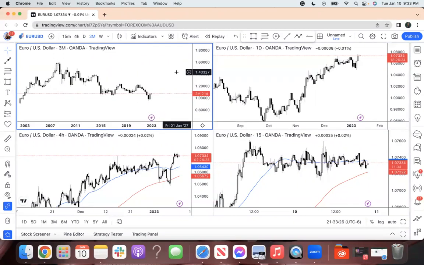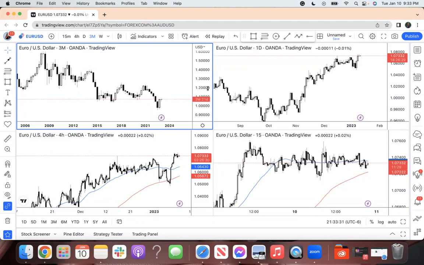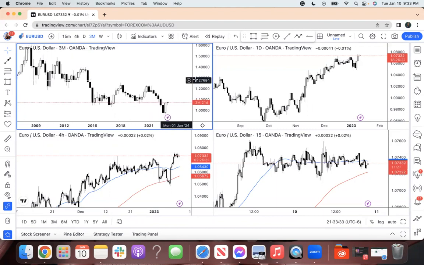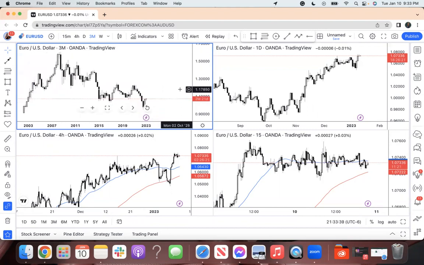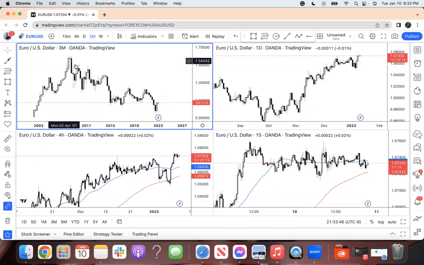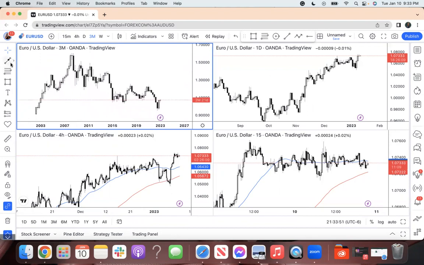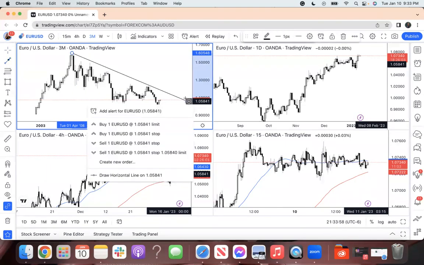And so what I like to do, if it is the beginning of a new month, is look at the 3-month chart just to see where my highs and lows are, and see which direction the market is trending over a longer period of time. And as you can see, based on this chart, we are clearly in a downtrend on EUR/USD.